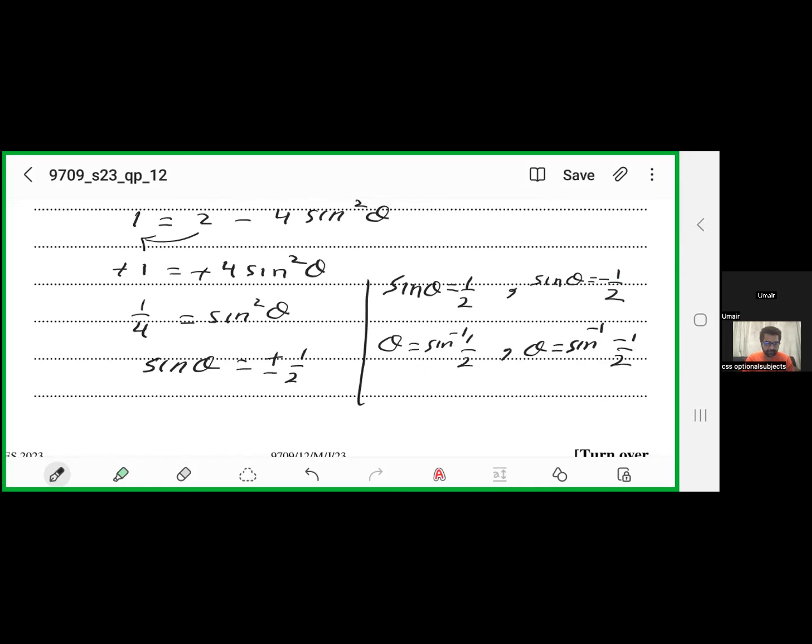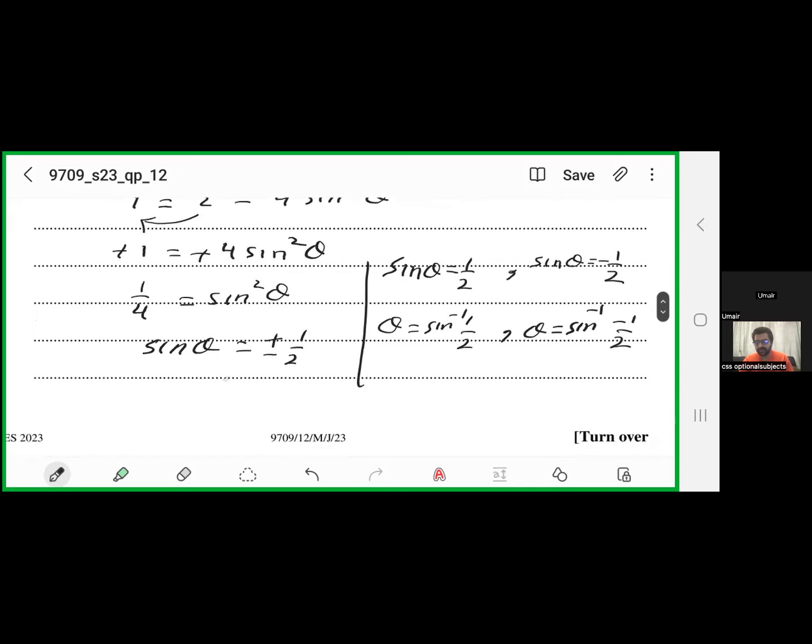Shift sin inverse, shift sin inverse 1 by 2, 1 divided by 2. Okay. So you will be getting the values for sin inverse 1 by 2 and sin inverse minus 1 by 2.